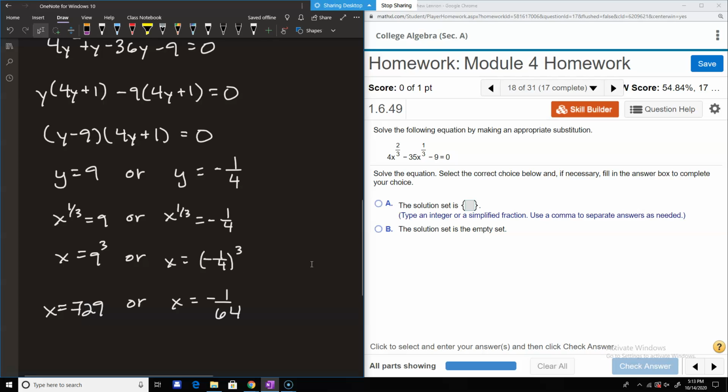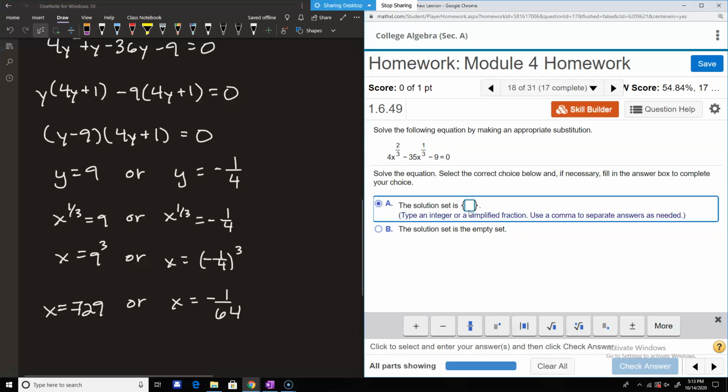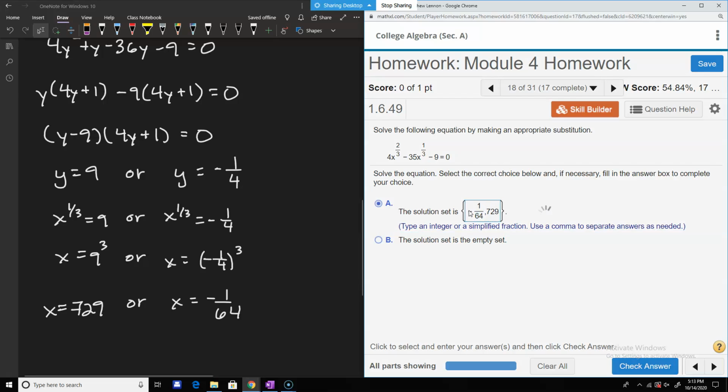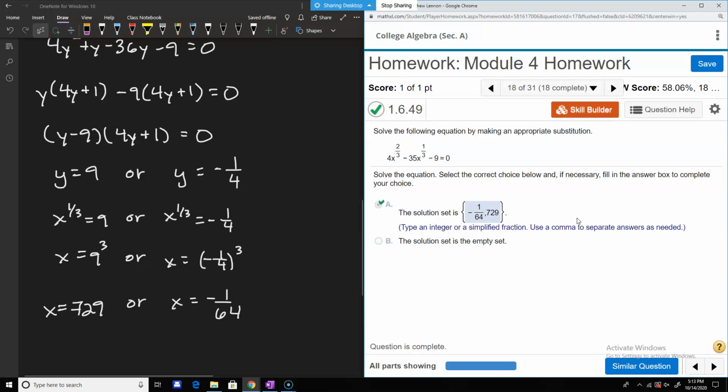So we'll see if we got it right. So minus 1 over 64, or 729. Yeah, so we got it. So the same exact process, but instead of letting y be x squared, this time we let y be x to the 1/3. And then instead of doing the square root property at the end, we just raised both sides to the 3rd power to solve for x.